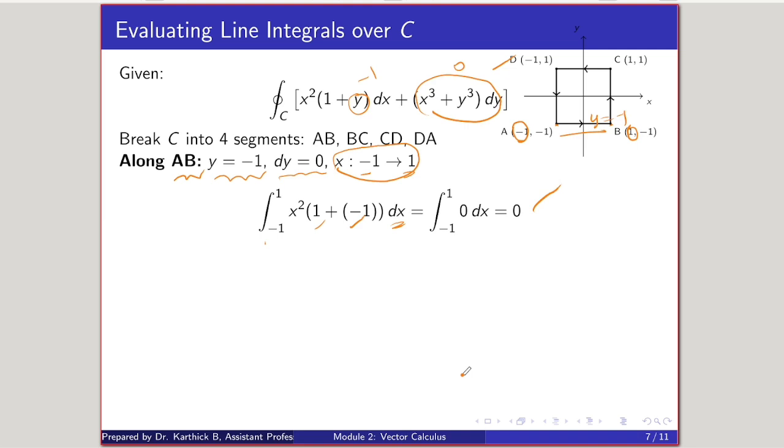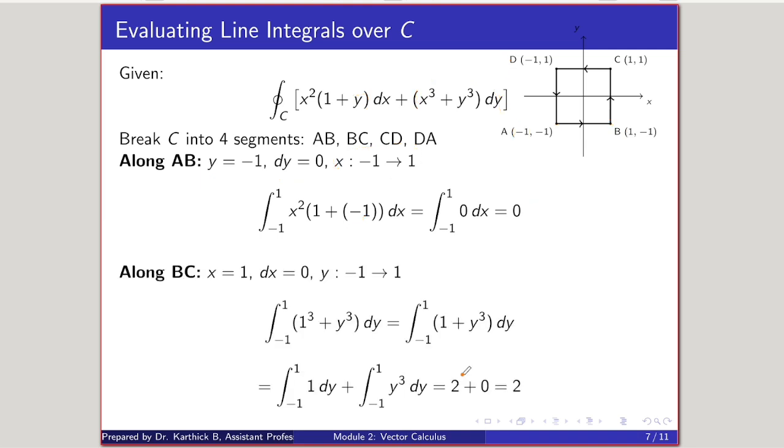Now I am going for the line BC. Here BC means x equal to plus 1. I am taking x equal to plus 1. If I differentiate this, dx becomes 0. From B to C, dx becomes 0, which means this whole term becomes 0. What we want to do is find the limit for y. So y varies from minus 1 to plus 1.